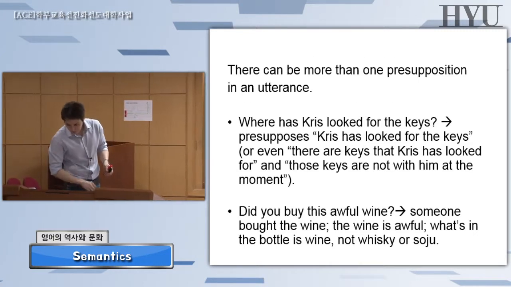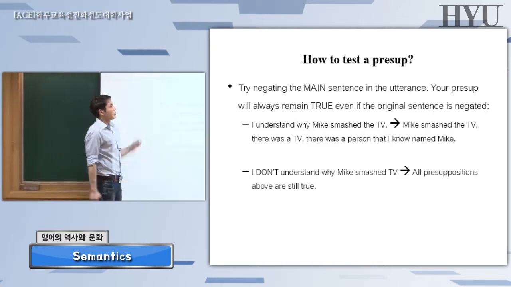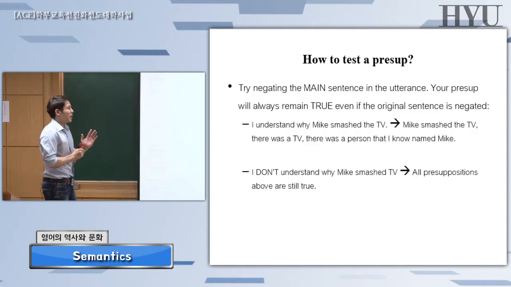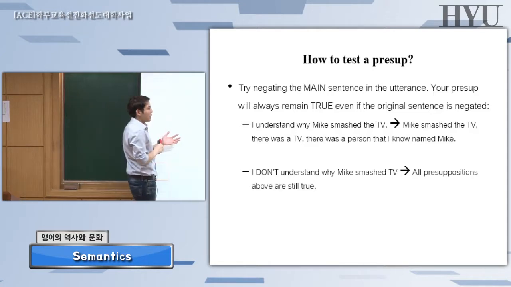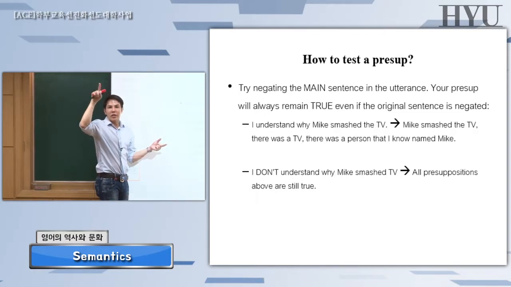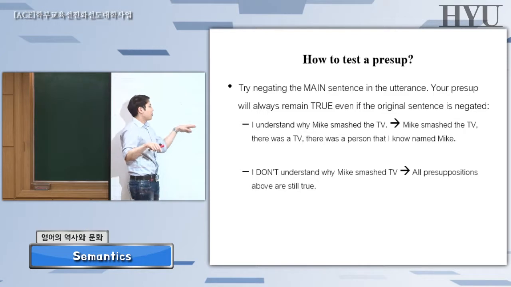And finally, how do you test a presupposition? Presupposition is different from entailment because presupposition is interesting in that if you negate by putting the word not, the presupposition is still there.